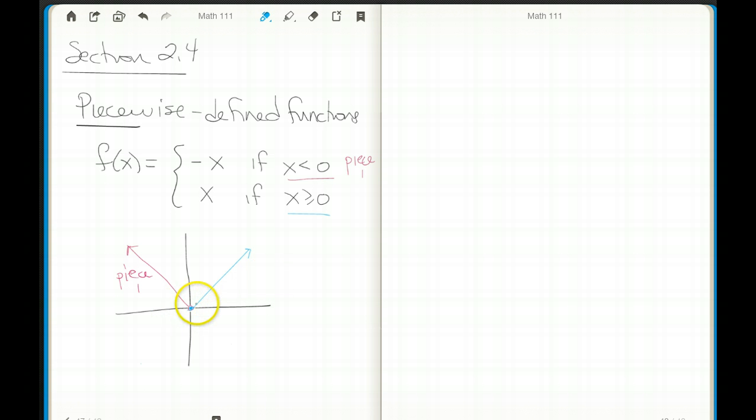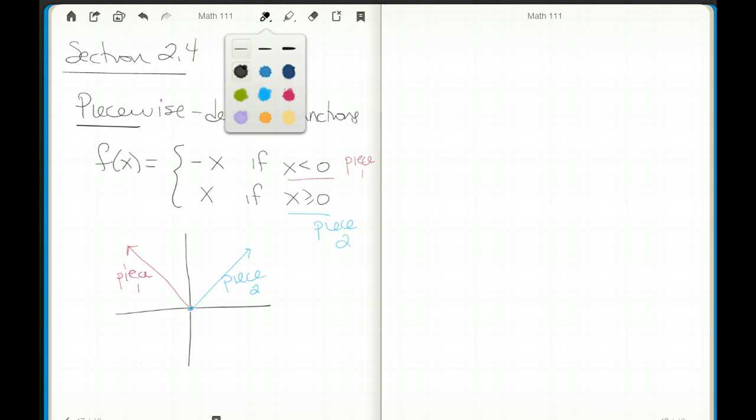Okay, nice. And of course this is piece 2, right? So this is piece 2. This is why it's called a piecewise defined function, because the function f of x is made up of these two pieces, right? So the whole graph, the red and the blue, makes up f of x. That's the whole graph of f of x here.